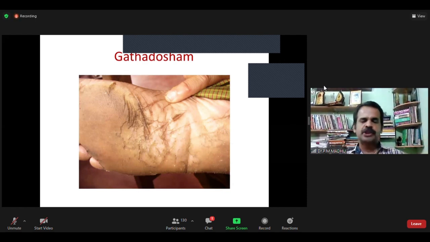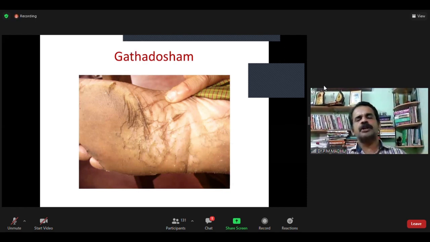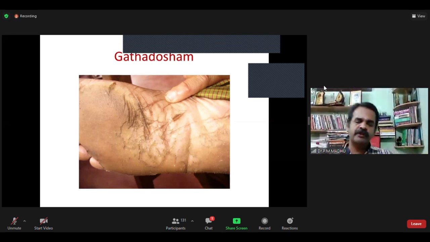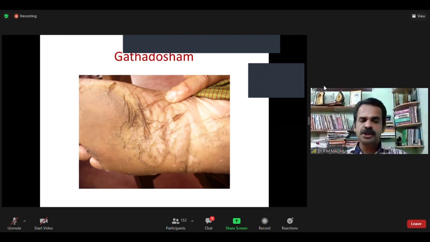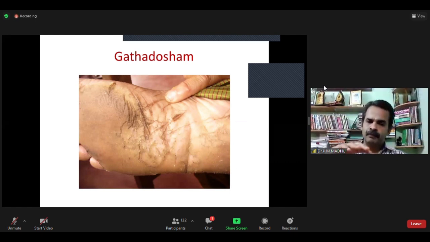Diagnostic consideration. You see, the gata dosha concept comes in Ayurveda reference. Tvak Sphutana Rukshata means the Vata dislodged at the level of skin from the koshta. If the Vata is dislodged to the skin, that will be manifested as Tvak Sphutana Rukshata.